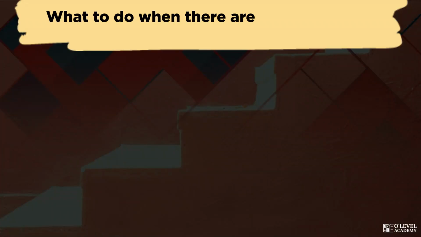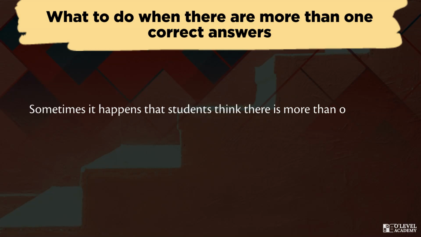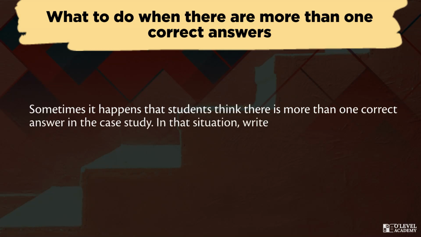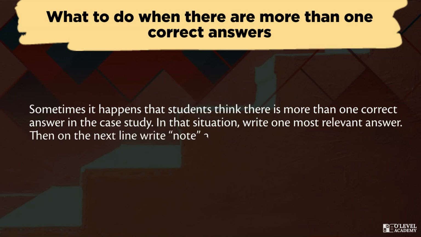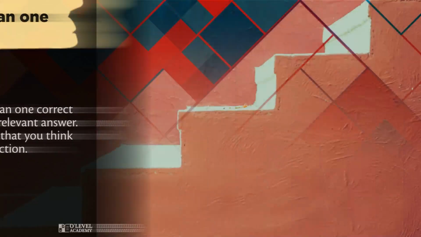What to do when there are more than one correct answers? Sometimes it happens that students think there is more than one correct answer in the case study. In that situation, write one most relevant answer. Then on the next line, write note and start other answers that you think suitable. It is the safest way to secure marks from the deduction.